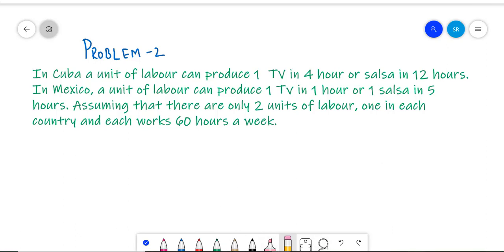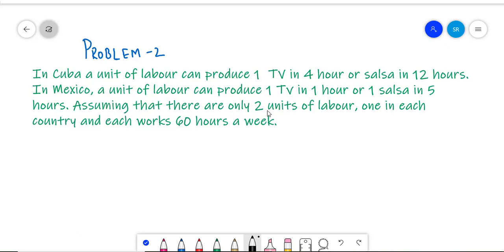In this video, we will look at another problem related to comparative cost advantage. Let's say you are given this question. In Cuba, 1 unit of labor can produce 1 TV within 4 hours or 1 salsa in 12 hours. In Mexico, 1 unit of labor can produce 1 TV in 1 hour or 1 salsa in 5 hours.